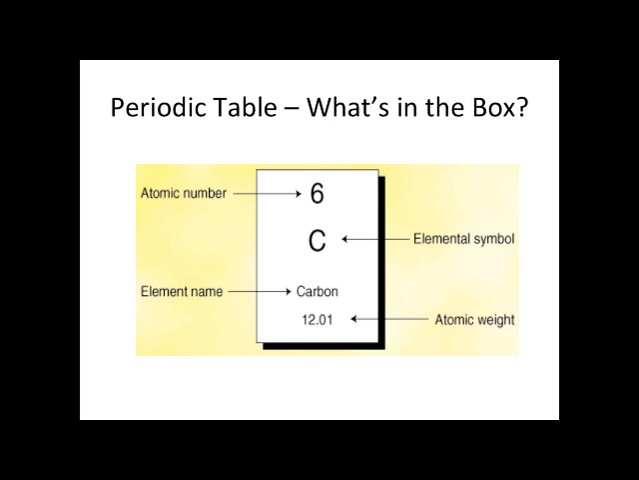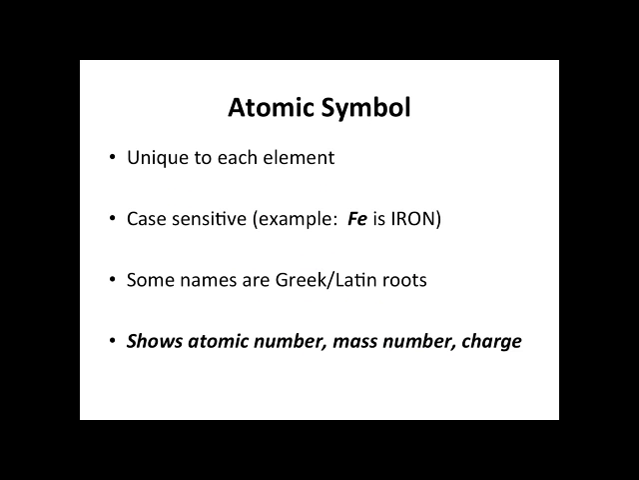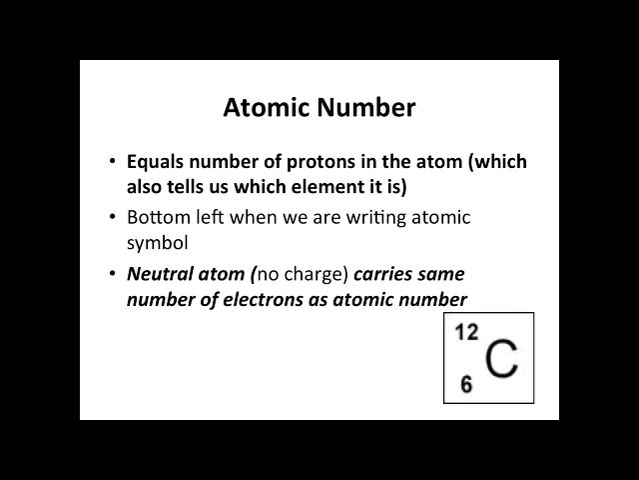And that's actually the average weight of all the carbon atoms on Earth, because the carbon atoms, we'll talk about in a second, are slightly different from one another. They all do, though, have 6 protons. That makes them carbon. So again, we said the atomic symbol is unique. It's case sensitive, so Fe is iron. It's got to be a capital F, small e. The atomic number, like we said, is the number of protons in the atom. So if it has 6, it's always going to be carbon. If it has 1 proton, it's always going to be hydrogen. So we always look at that to tell us what element we have.